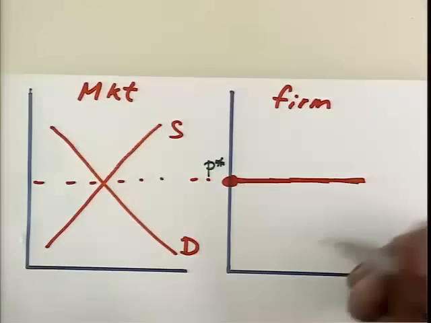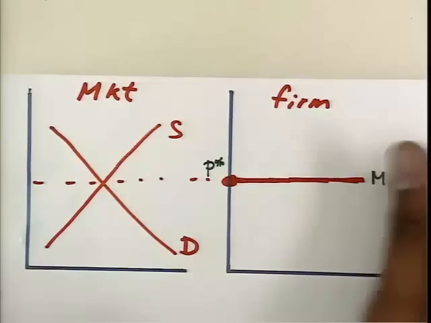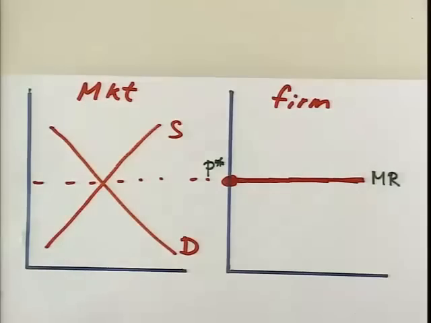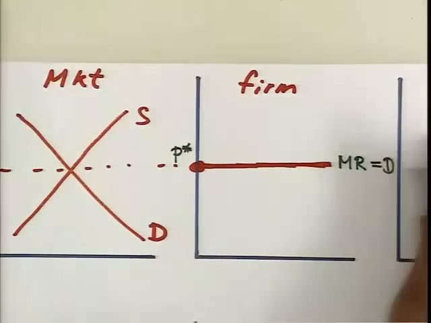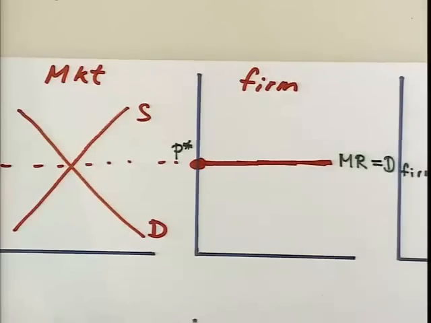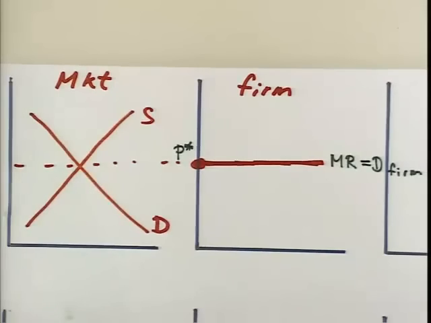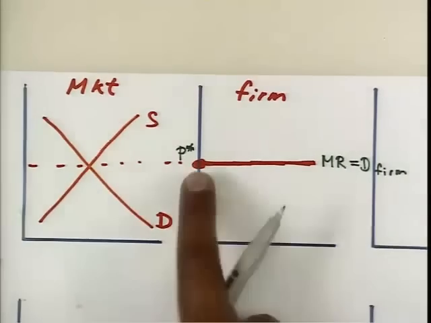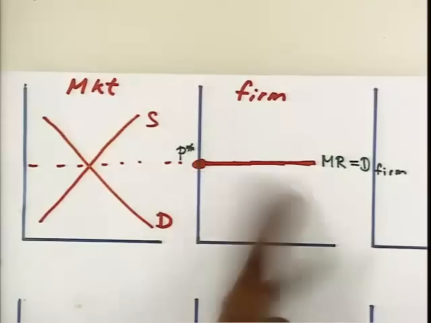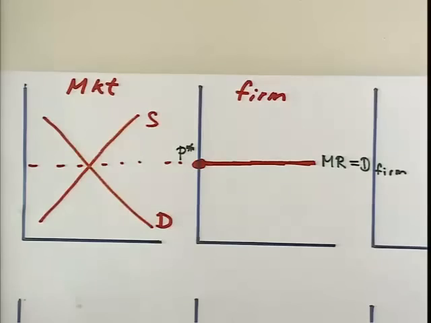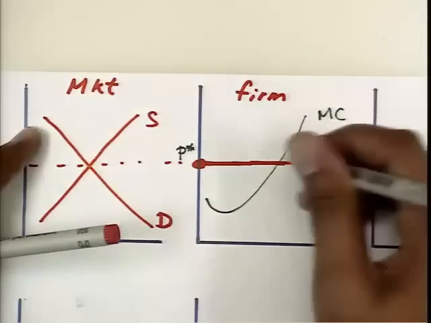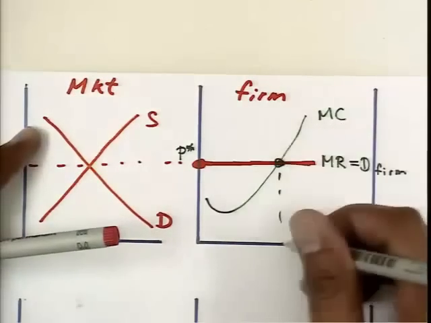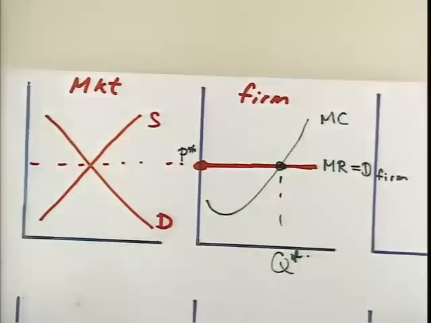Since the price is constant, the marginal revenue is also constant, and that curve is the demand curve of the individual firm. There is a demand for the firm's product at that market price. MC equals MR tells you what quantity to produce to maximize profit.